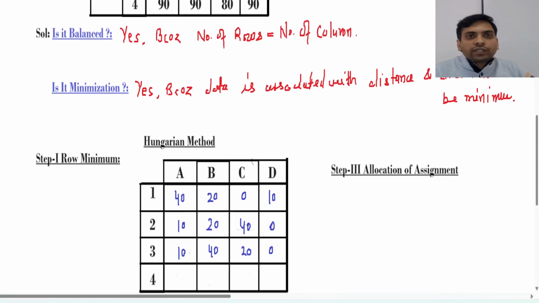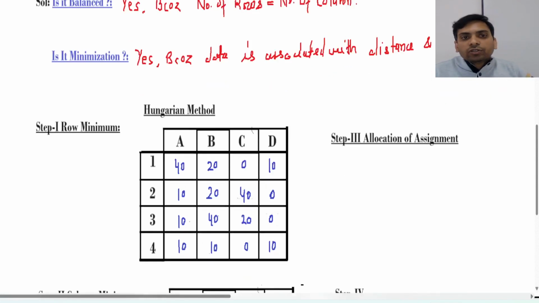Now in the next row, the least number is 80. So we will subtract this 80 from all elements of this fourth row. So 90 minus 80 is 10, the second also 90, again 10, 80 minus 80 is 0, and 90 minus 80 is 10. This step is known as row minimum.